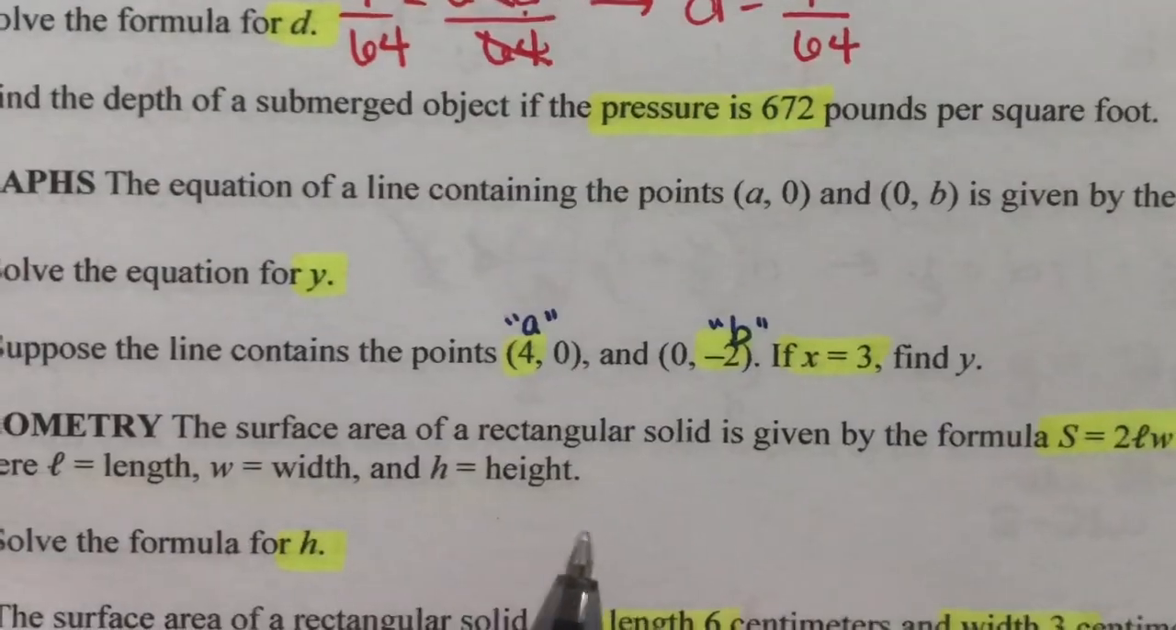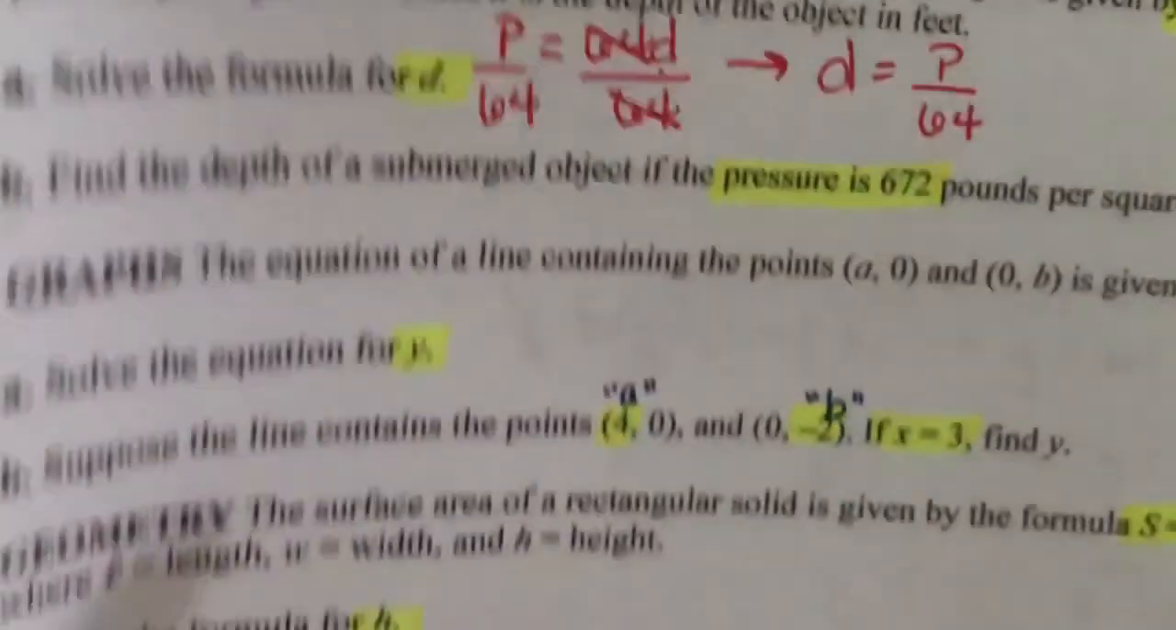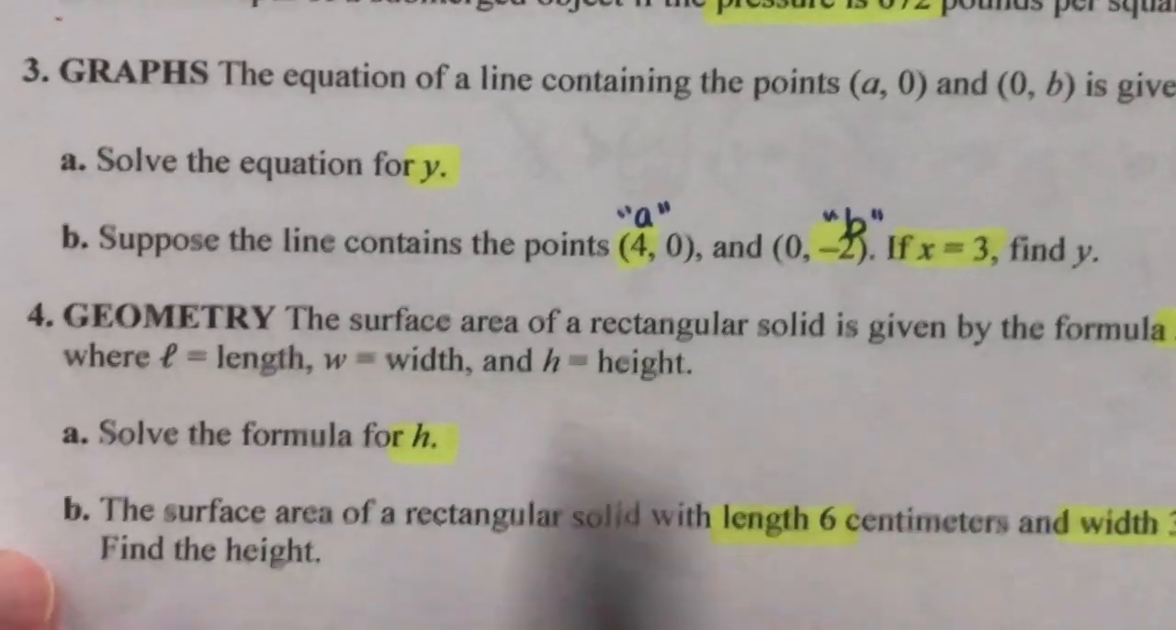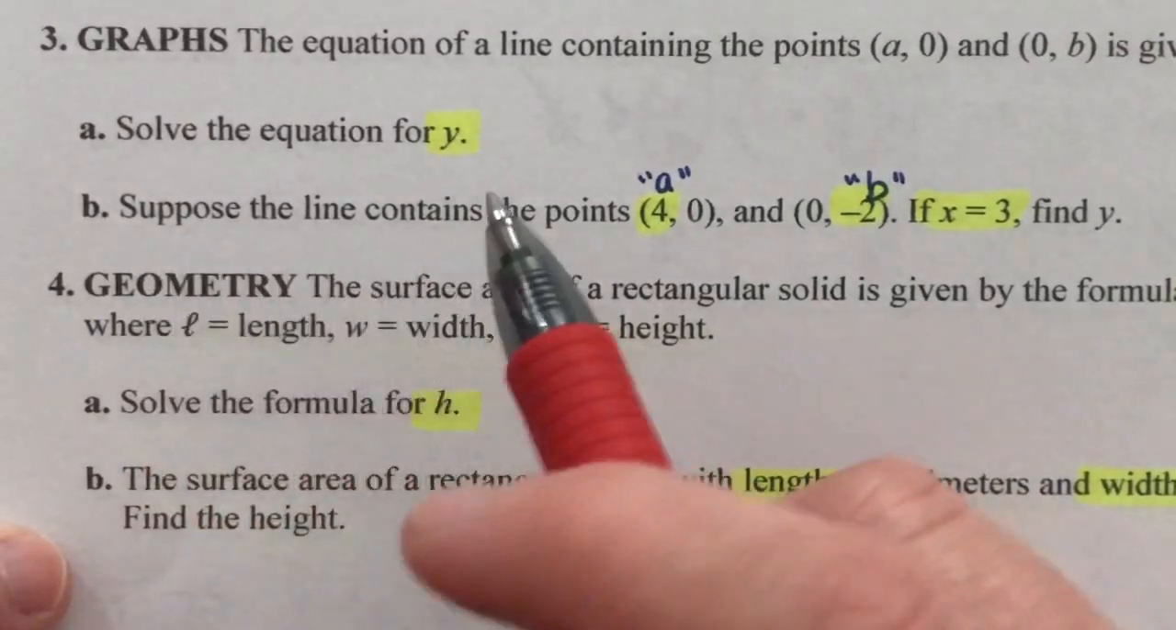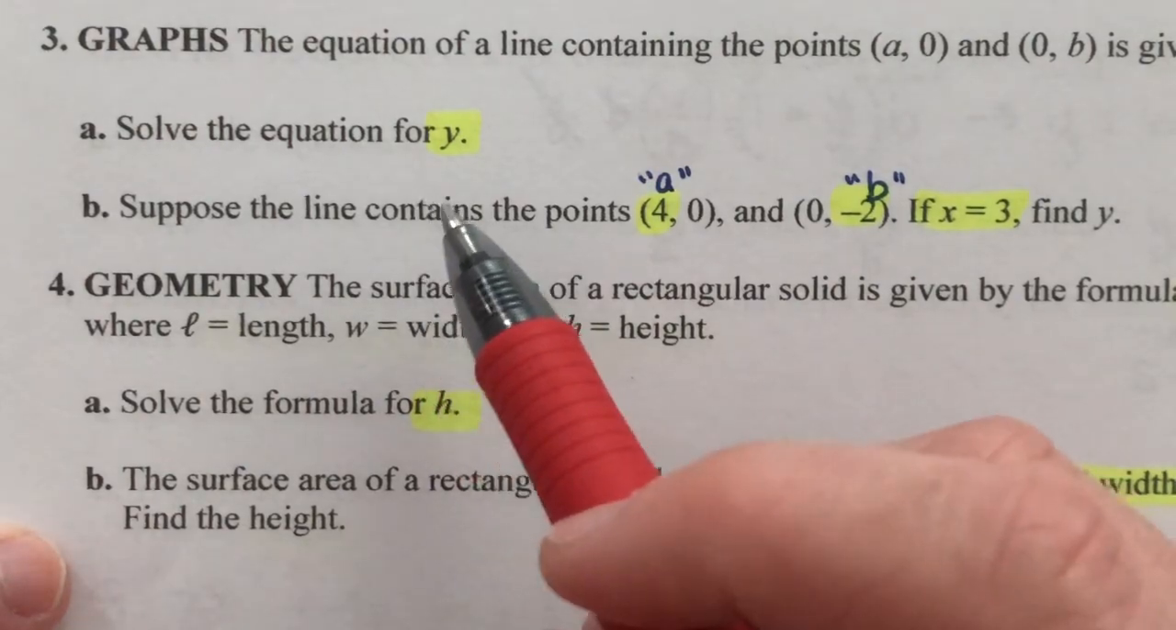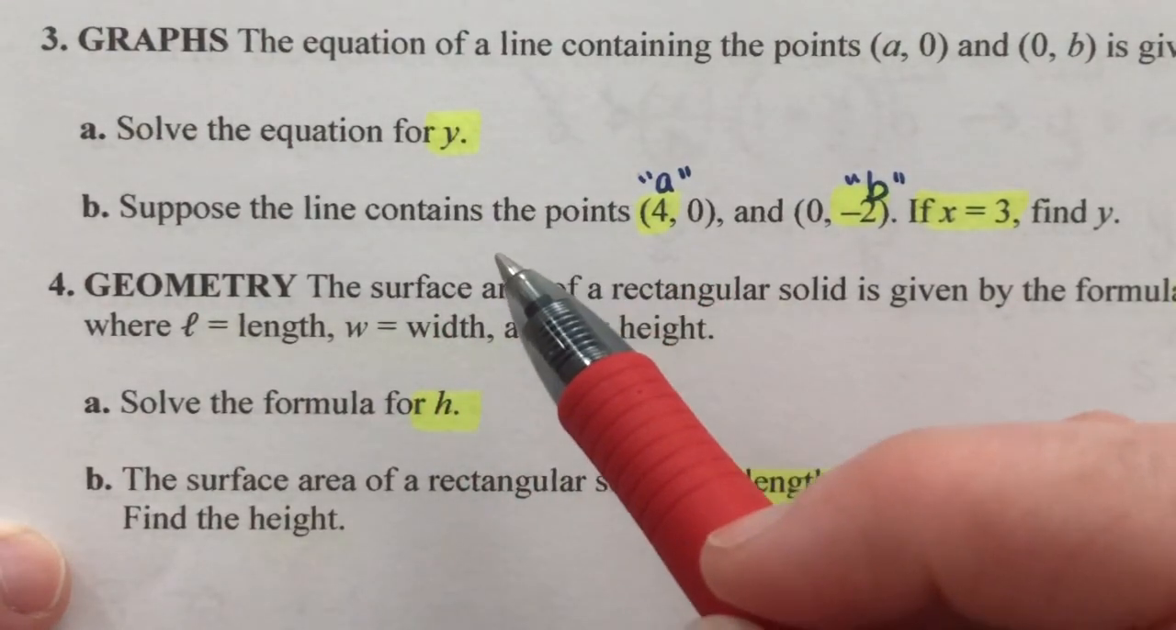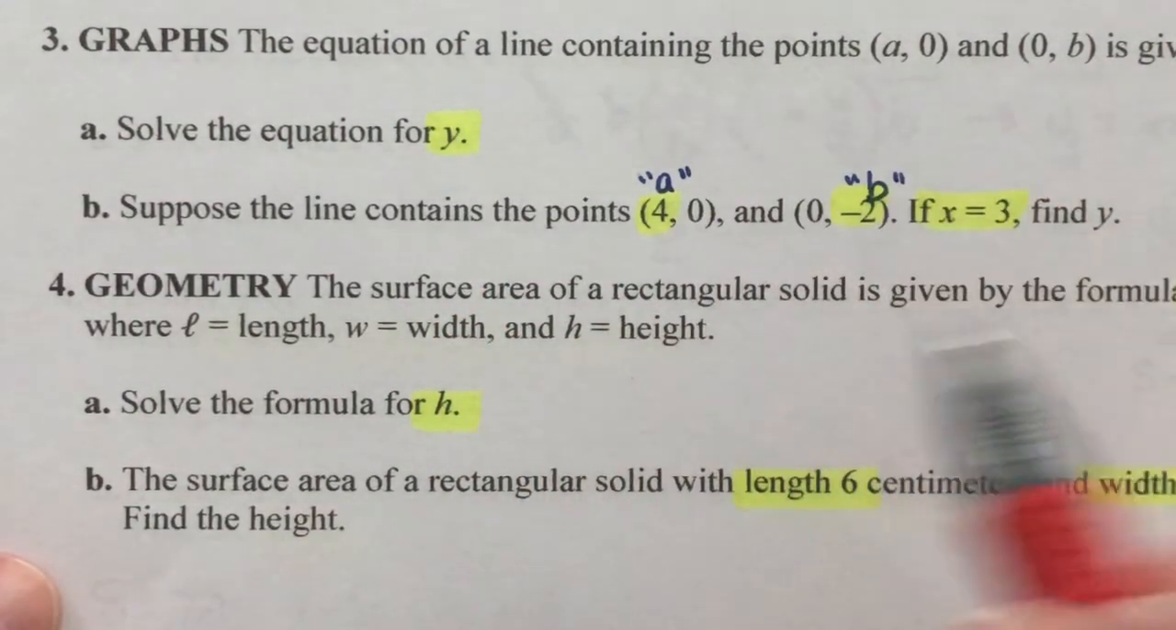Okay, number 3, you don't have to analyze what the answer means. Just think of it as letters, okay? Rearrange, get one letter on one side of the equal sign, and then plug in numbers for letters and solve for that one, right? For variables.